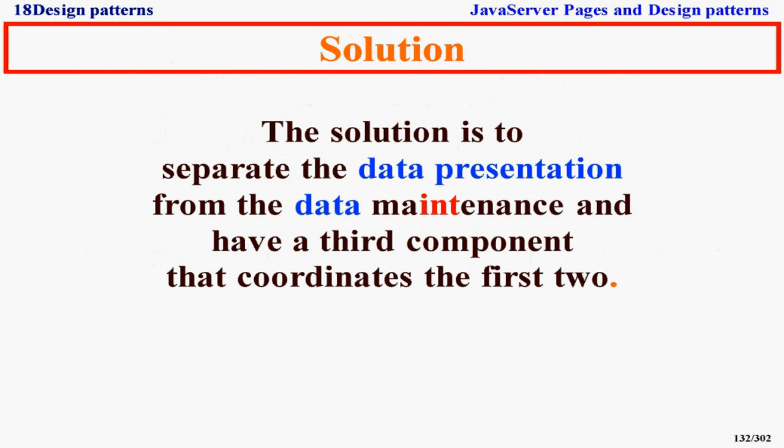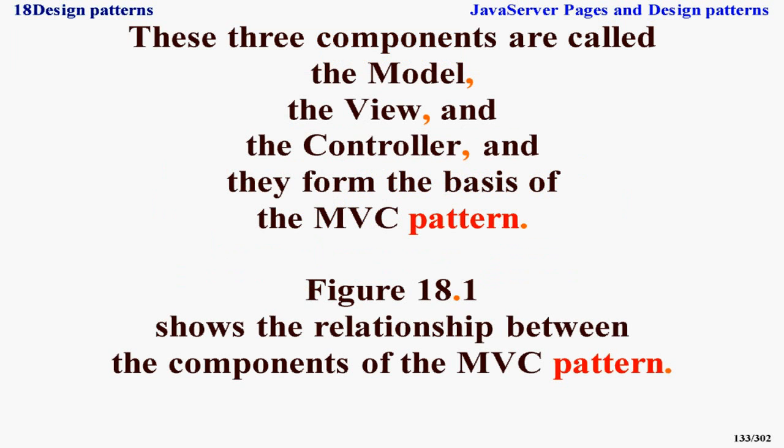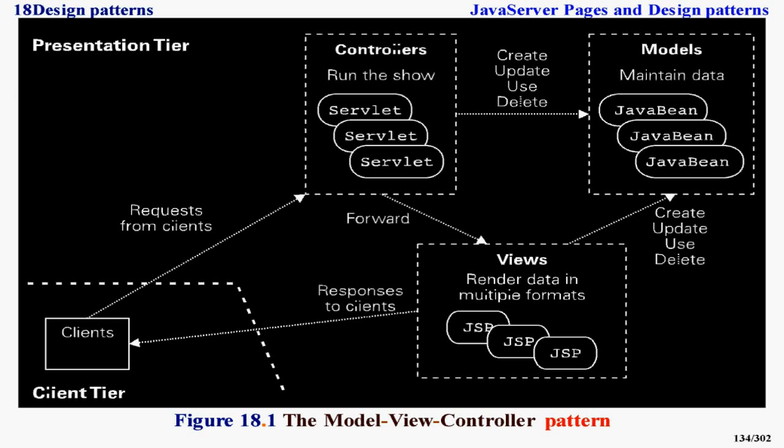Solution. The solution is to separate the data presentation from the data maintenance and have a third component that coordinates the first 2. These 3 components are called the model, the view, and the controller, and they form the basis of the MVC pattern. Figure 18.1 shows the relationship between the components of the MVC pattern. Figure 18.1. The model view controller pattern.